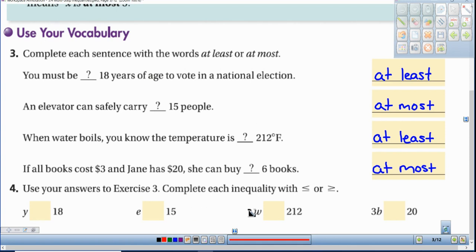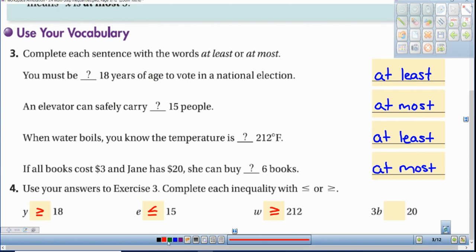Now we're writing an inequality for those scenarios. So your age needs to be what compared to 18? Your age needs to be greater than or equal to 18. The number of people in the elevator needs to be what compared to 15? The answer would be less than or equal to. The water's temperature, if it's going to be boiling, needs to be what compared to 212? And that answer is it needs to be greater than or equal to 212.